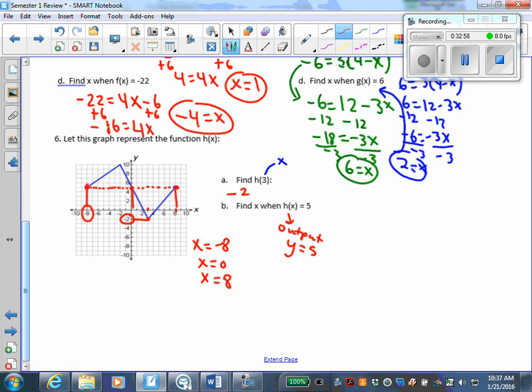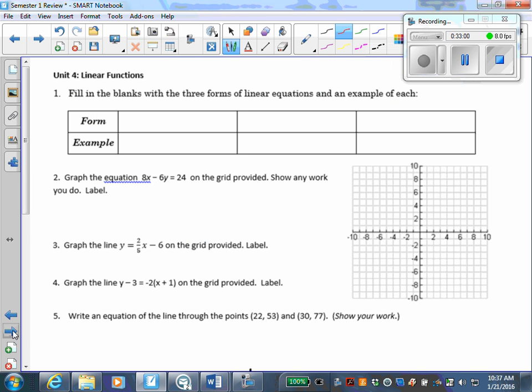All right, last unit. Fill in the blanks with the 3 forms. Okay, the first one we did was point slope form. Then we did slope intercept. And last we did standard form. And I want to give an example of each of those, so using numbers, not the general form.